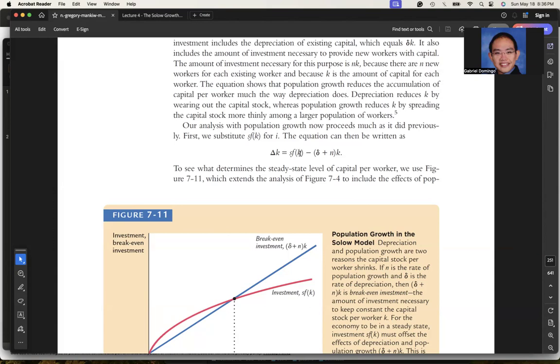So as the change in K falls, it will fall to a level that is equal to delta plus N here, which means, because of diminishing returns to capital, you will have a smaller K, right? So a smaller K will equate this equation here equal to 0. So there's more K per L. L is growing, so it's harder to have a higher steady state capital per worker.